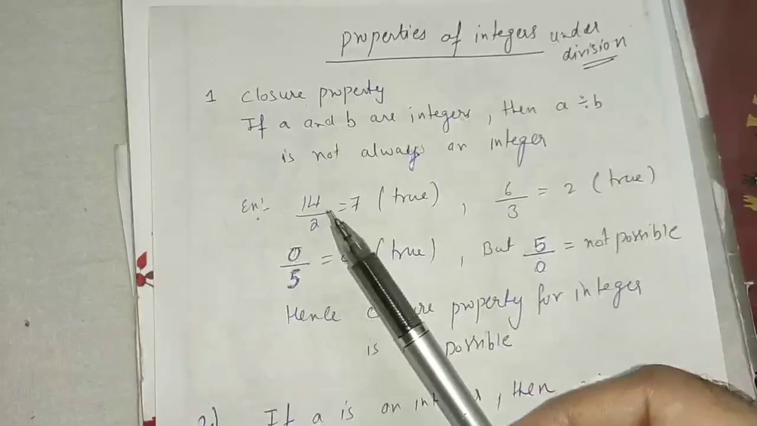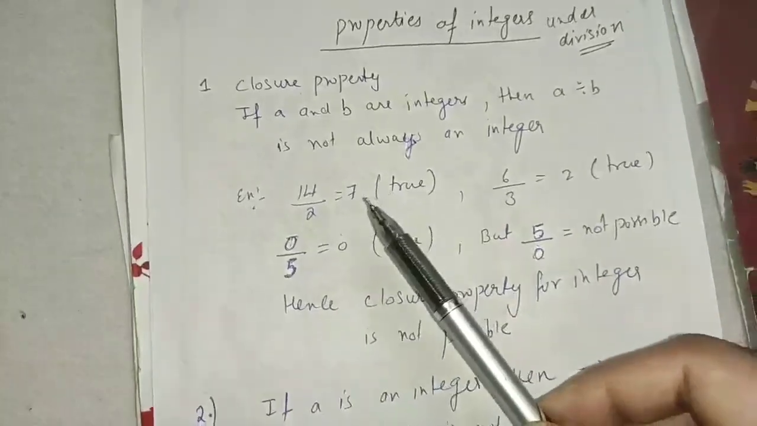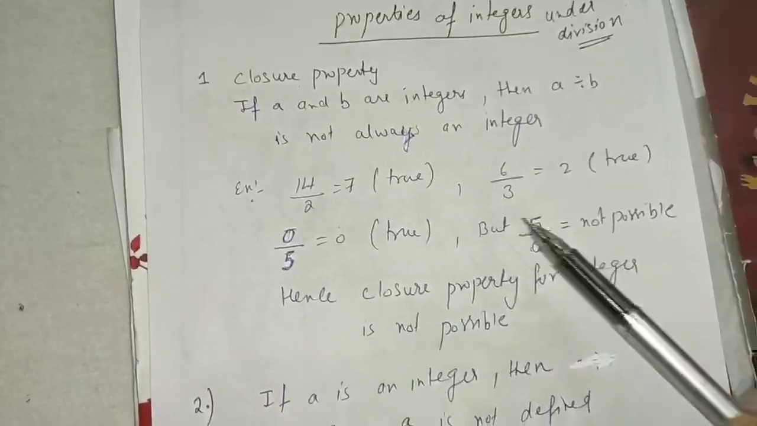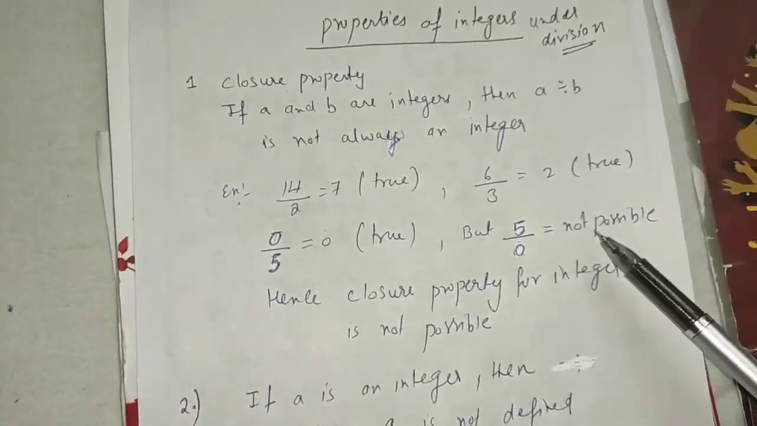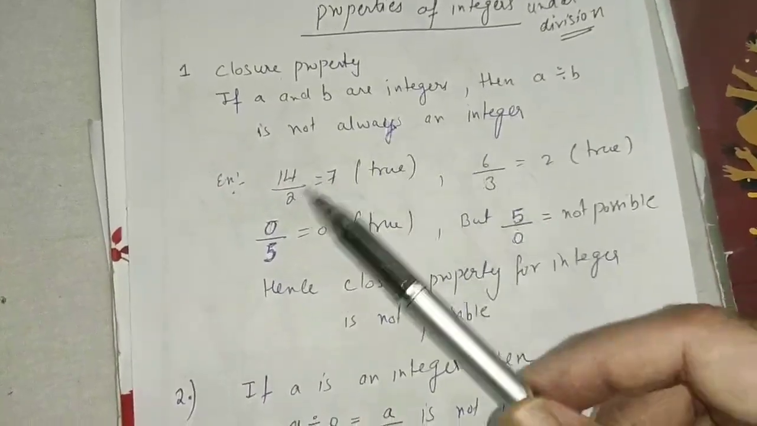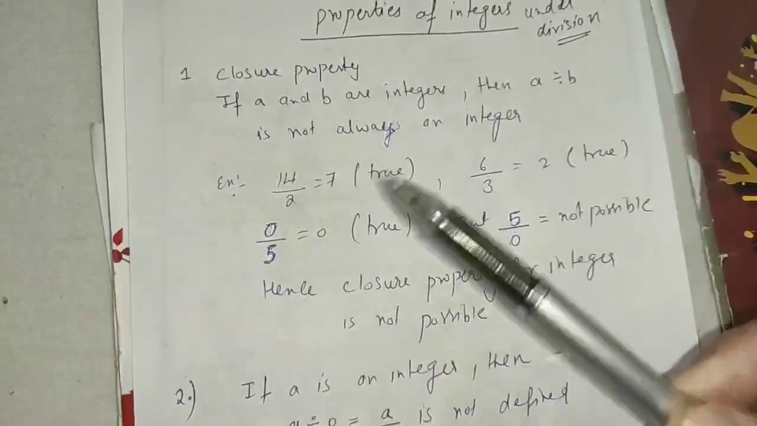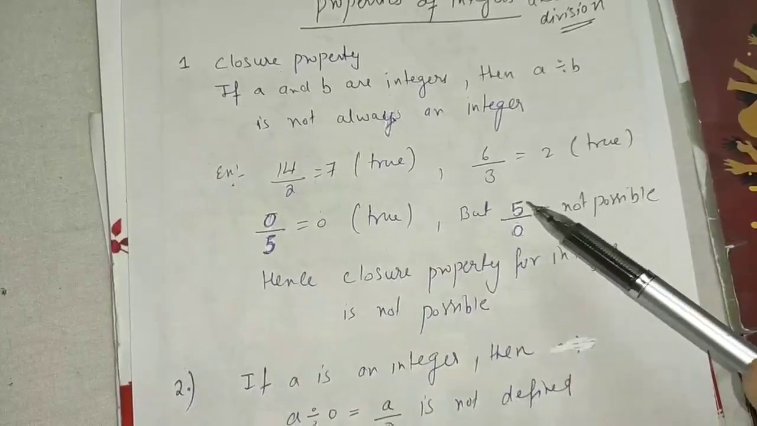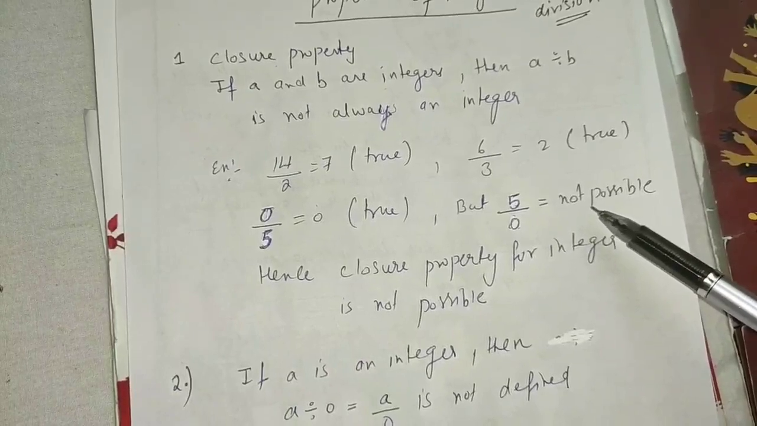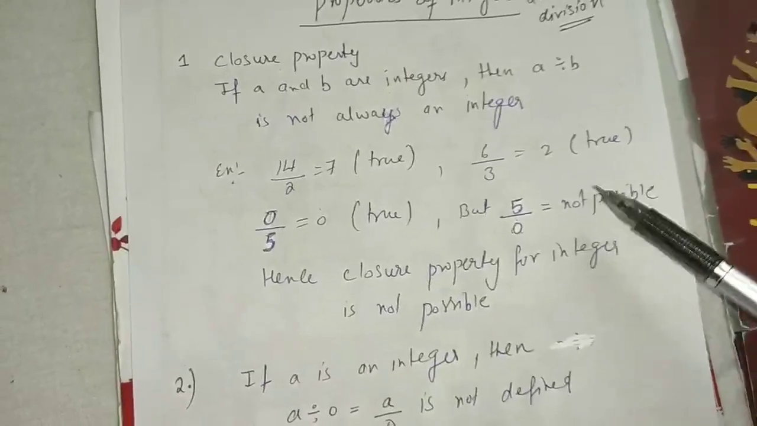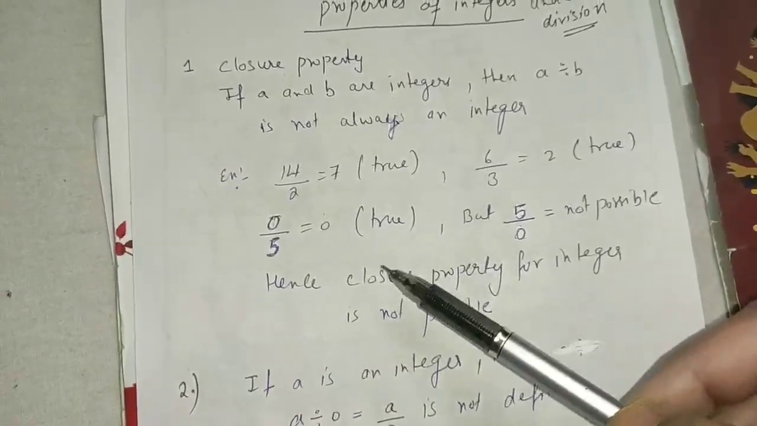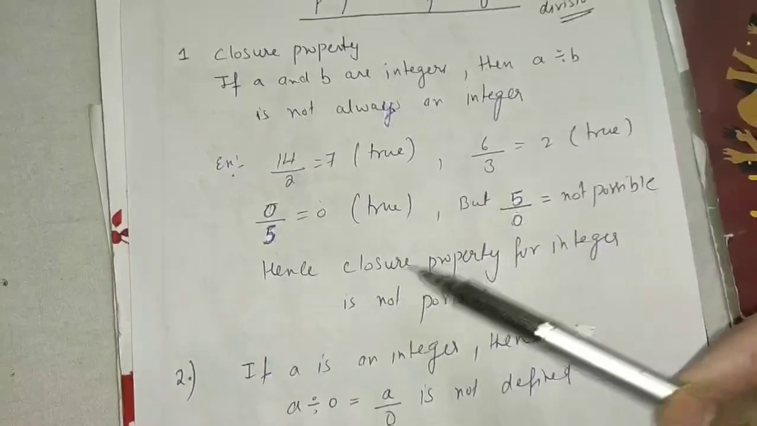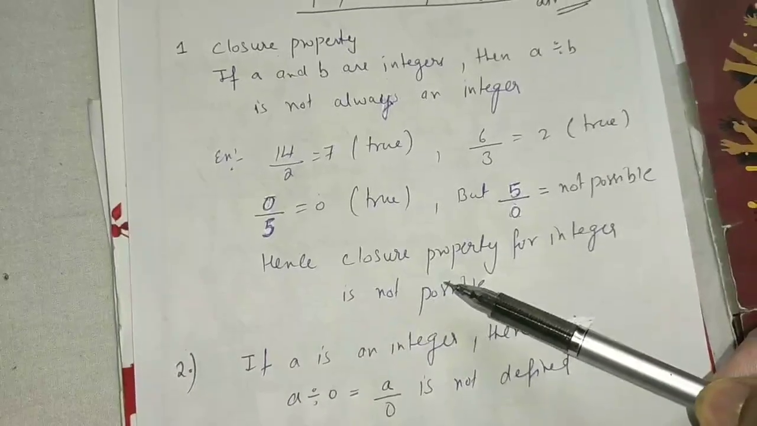Why? Because if you see here, 14 by 2 is 7, it is true. 6 by 3, it is true. 0 by 5, it is true. But 5 by 0 is not possible. That means there will be many cases which are possible, where it comes out true, but there is at least one case in which it is not true, because any number divided by 0 is not possible. It's not an integer. So that's why I can say that if any two integers are divided, the result is not always an integer. Hence closure property for integers under division is not possible.